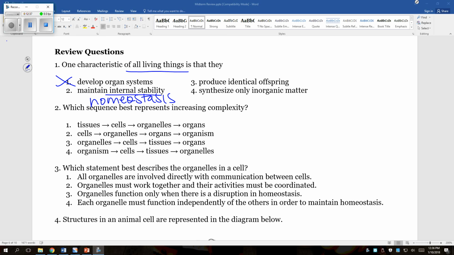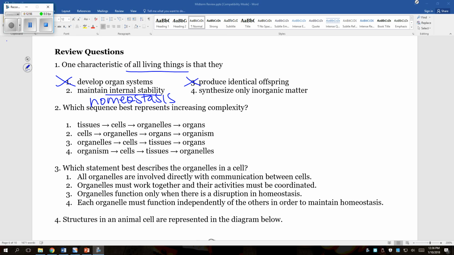Therefore, all organisms need to make sure that their internal conditions remain constant regardless of the outside environment. That could be it. Now, if we look at number 3, it says produce identical offspring. That would mean clones. Not all organisms produce clones. Think about humans, for example. You're different from your parents.